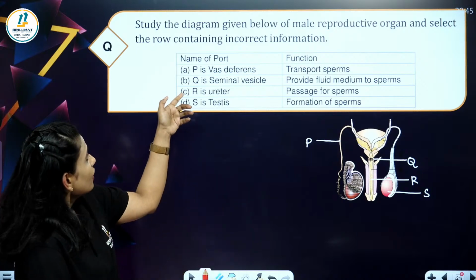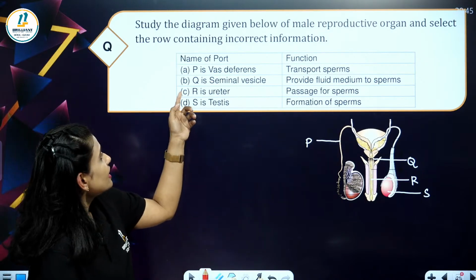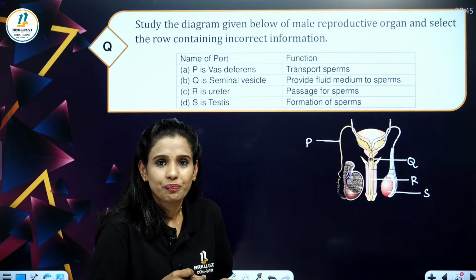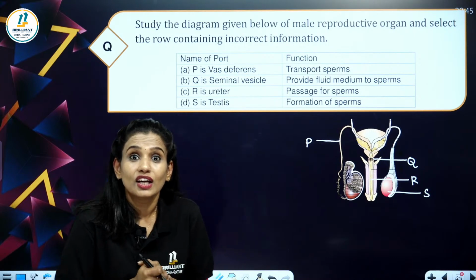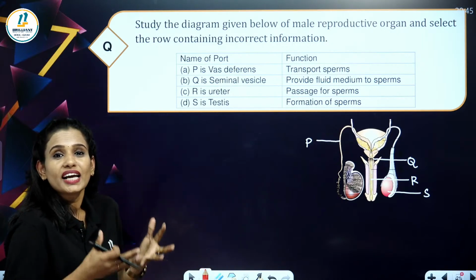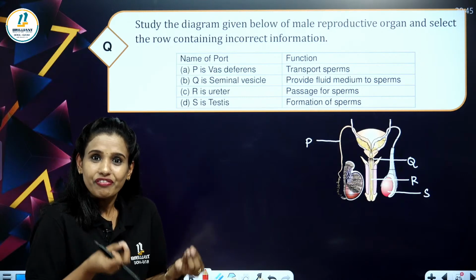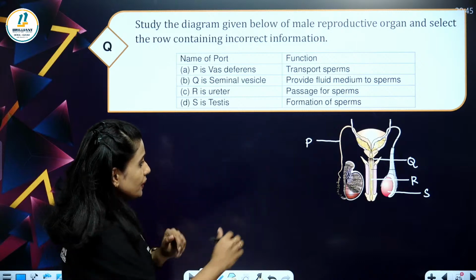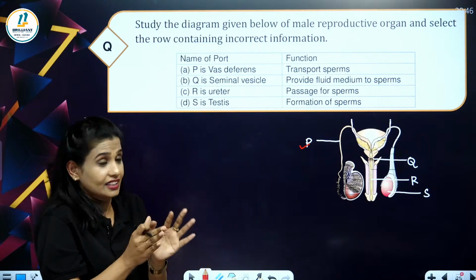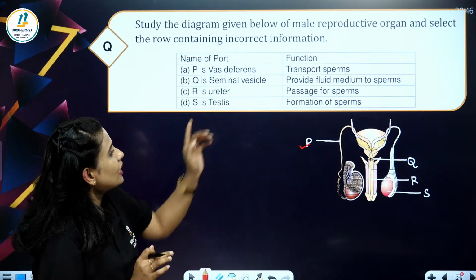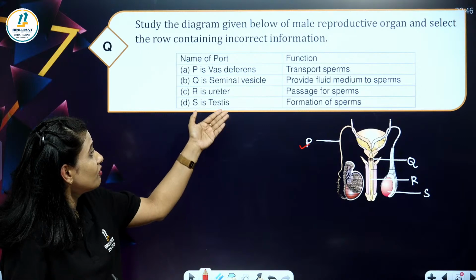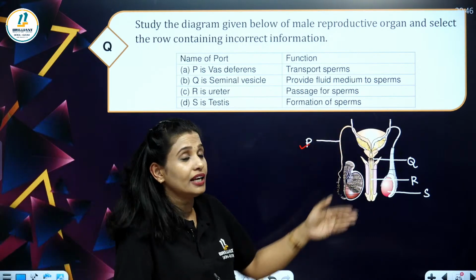See, P that is marked here is vas deferens, which transports sperms. Is that statement correct? Yes. We have learnt it in the previous questions that vas deferens, otherwise known as sperm duct, carries sperm from the testis. So P, vas deferens which transports the sperm, that is correct. Okay, Q is seminal vesicle which provides fluid medium to sperm.